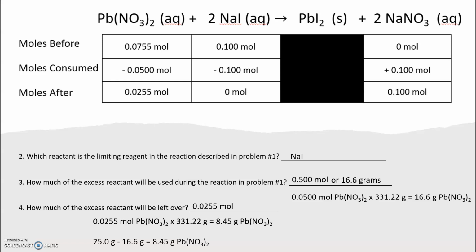Additionally, if you wanted to go back to the original starting amount of 25 grams that the problem gave us, and you know we used 16.6 grams, you could also determine the amount that remains unused from that math as well. So that's kind of a second option for you.